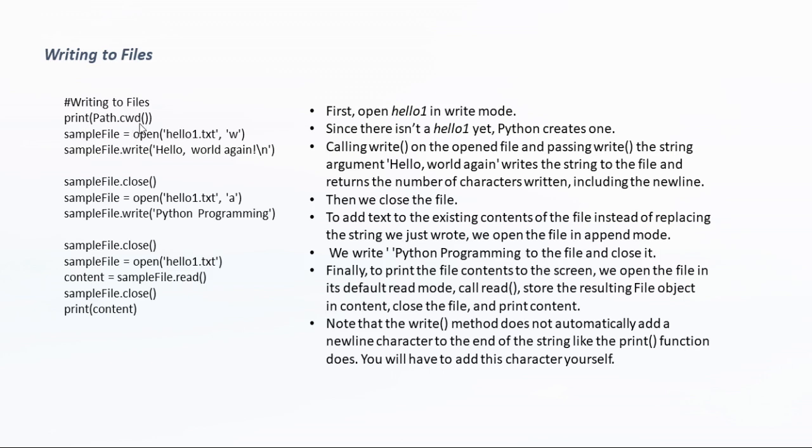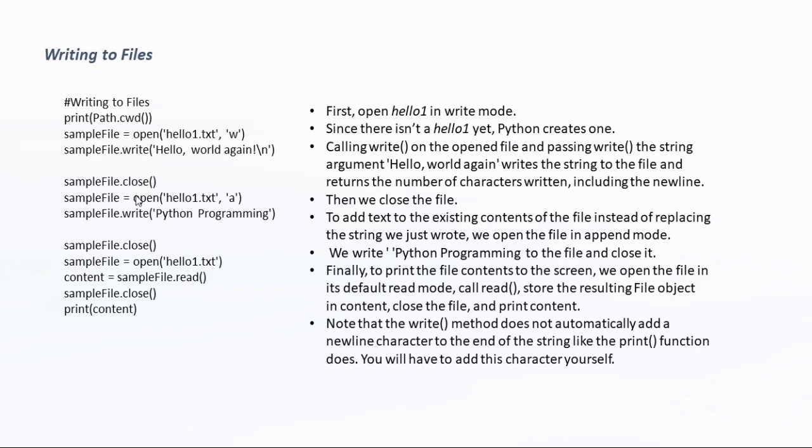First, I am printing my current working directory. Next, I'm calling the open function. Under the open function, I'm giving the name of the file and the argument W. So I've opened the file and I want to write, that's why I've given the argument as W. Under sample file dot write, you write whatever you want to write as a string. Next, after writing is done, ensure that you close it.